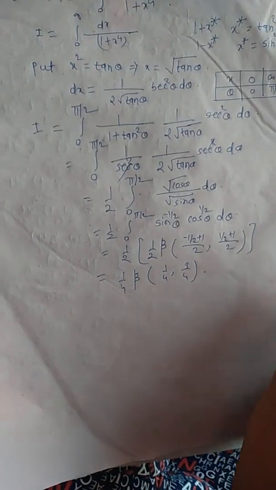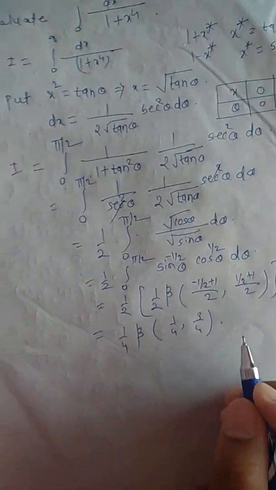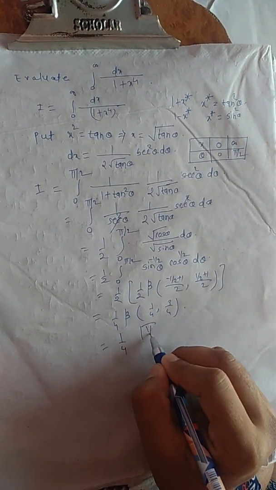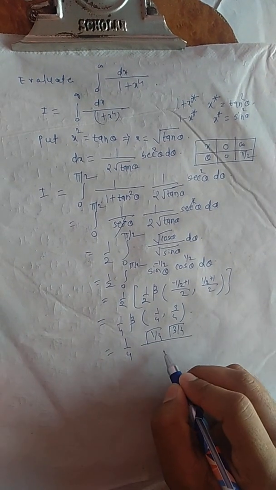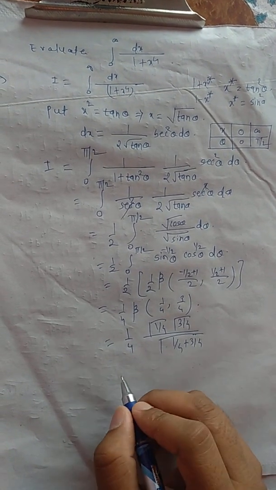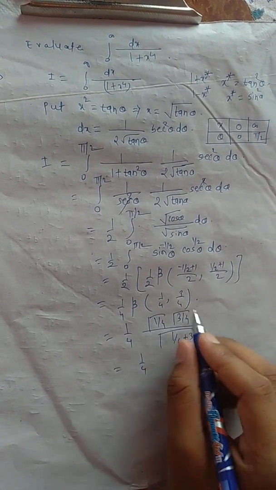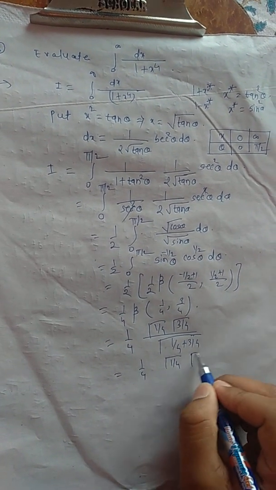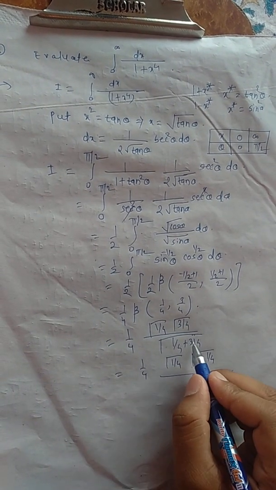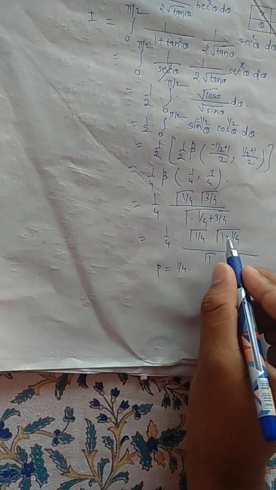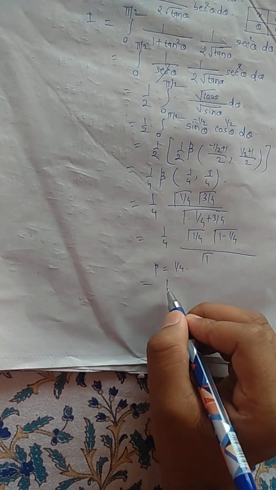Using the relation between beta and gamma, we write it as 1 by 4 gamma 1 by 4 gamma 3 by 4 upon gamma of 1 by 4 plus 3 by 4. Therefore 1 by 4, again I am replacing this gamma 3 by 4 as gamma of 1 minus 1 by 4, upon gamma 1 plus 3 is 4 upon 4 is gamma 1, and the value of p here is 1 by 4, hence the value of this product of gamma functions is 1 by 4.